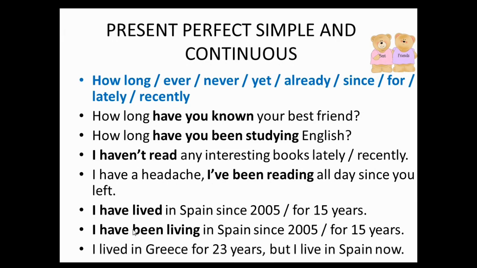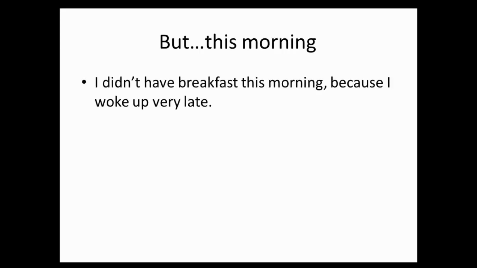If I use the past simple, like here, I lived in Greece for 23 years, it means that I don't live there anymore. This action started and finished in the past. So I lived in Greece for 23 years, but I live in Spain now, for example. This morning, I didn't have breakfast this morning because I woke up very late. In Spanish, you would say, no he desayunado esta mañana. But in English, I would use the past simple again. You can say, I haven't had breakfast yet. No he desayunado todavía, because we imagine it's still in the morning.